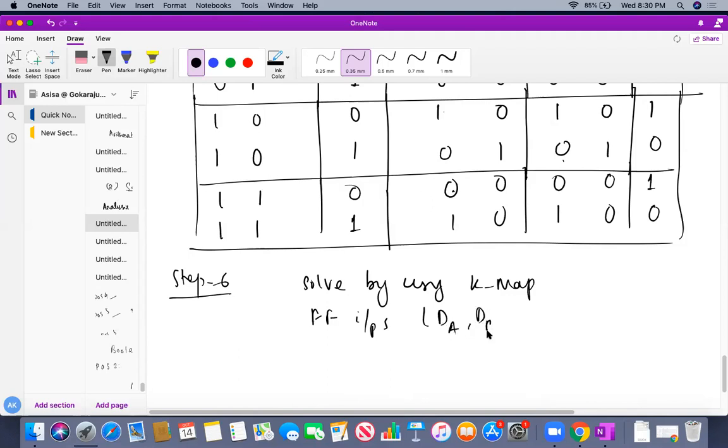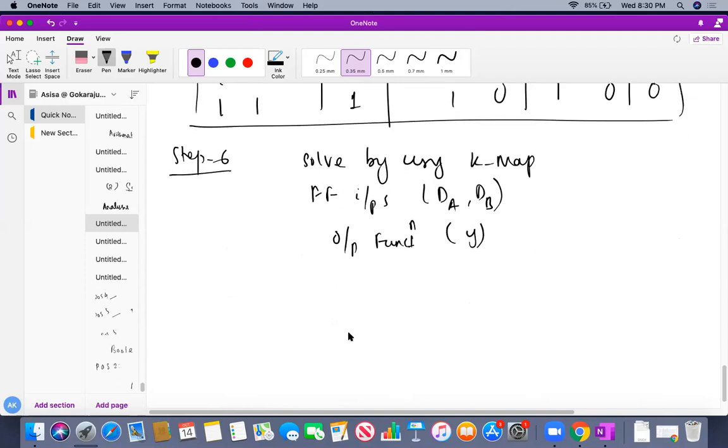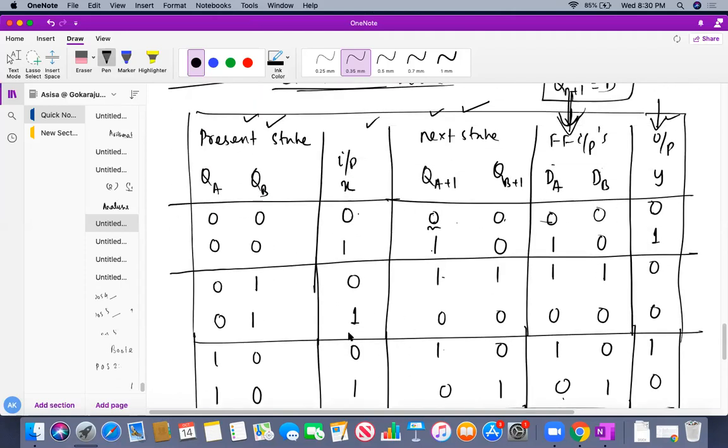DA and DB, and output function. The output function is Y. Any doubt on this? So you need to solve these three things. In order to solve this, what are my inputs here? My inputs are QA, QB and X. It's a 3 variable problem and we can easily solve this.